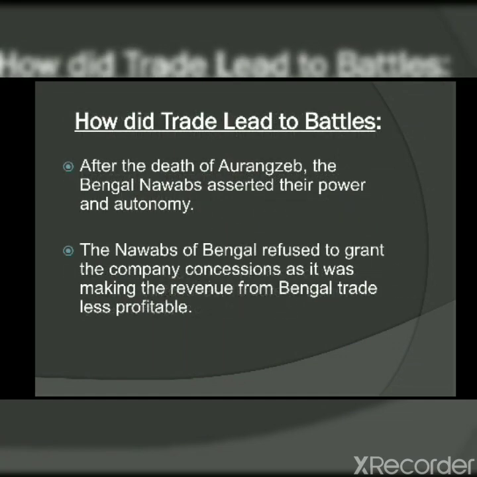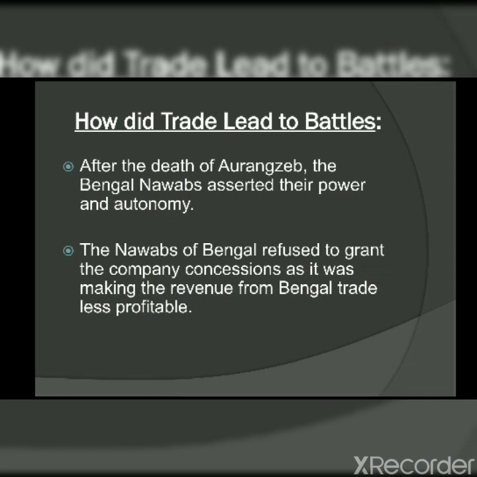How did trade lead to battles? After the death of Aurangzeb, the Bengal Nawabs asserted their power and autonomy. Now when Aurangzeb died, children, the Nawabs of Bengal came into power and autonomy. Murshid Quli Khan was followed by Ali Vardi Khan and then Siraj-ud-Dawla as the Nawab of Bengal. At last, Siraj-ud-Dawla became the Nawab of Bengal.